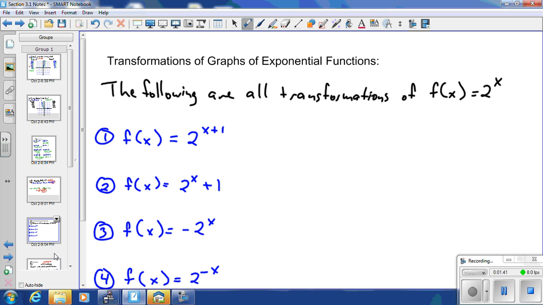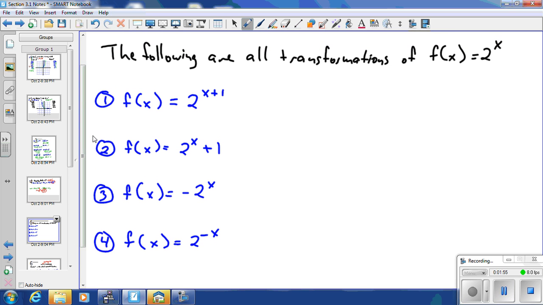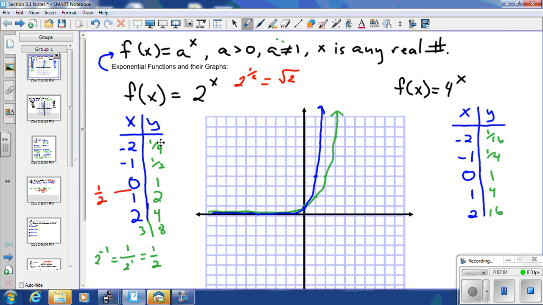These graphs can be thought of as transformations, just like we've seen with parabola and other types of graphs. The same basic properties are going to apply here. So what we're going to do is look at 4 different scenarios here. All of these are going to be thought of as a transformation of some sort from the original graph 2 to the power of x. And just to bring your mind back to it, 2 to the power of x is the graph that we first graphed. That's the one here that's in green. Okay, 2 to the power of x is this one in green.